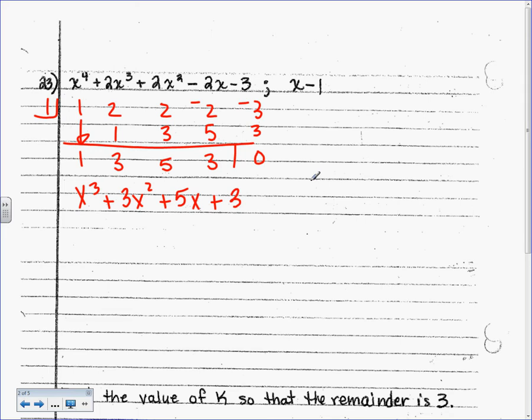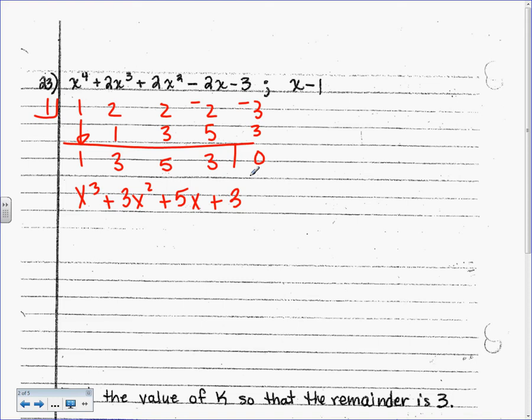Is everybody okay with that? I don't think we've done anything too hard yet. Sarah? Why is it not 5x squared? This started out as x to the 4, so this has to be 3, 2, 1, none. Okay? Don't write this down.